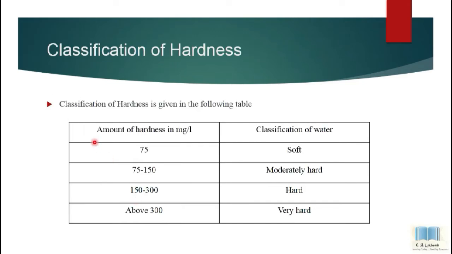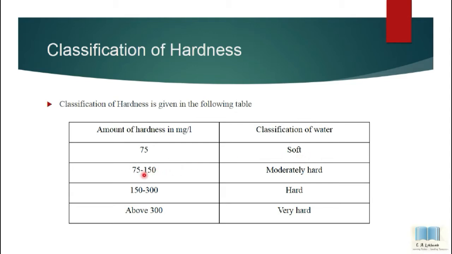Now we will see the classification of hardness. Classification of hardness is given in the following table. The first column is the amount of hardness in mg per liter, and the second column is the classification of water. So this table shows the hardness of water. Here if the amount of hardness is below 75 mg per liter, then the water is soft.